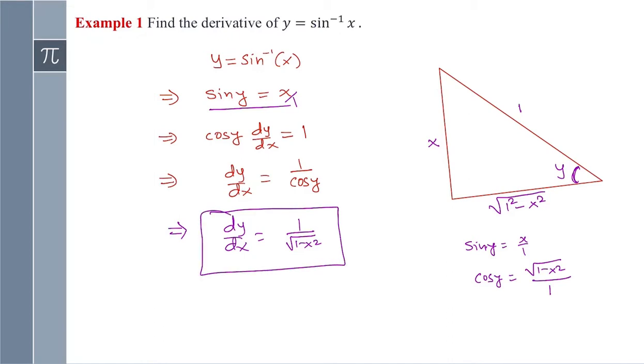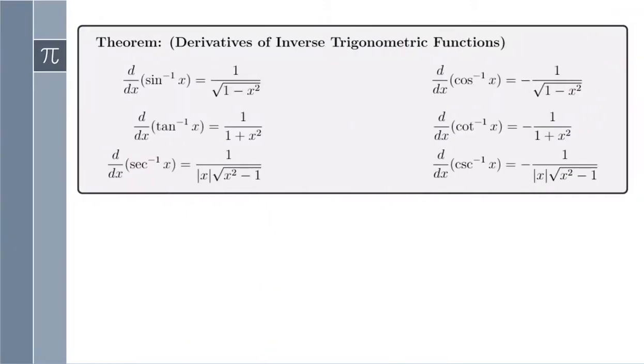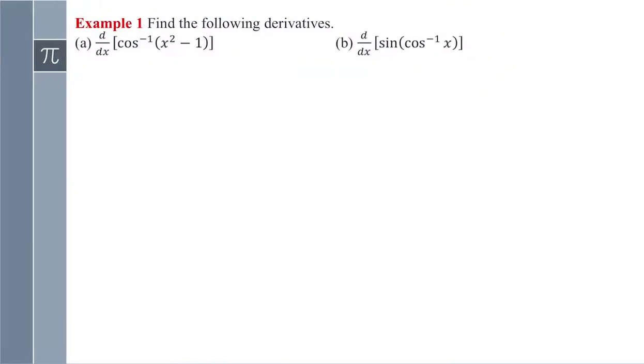Now, similarly, we can find the derivatives of the rest of the inverse trig functions. I've listed all of them here. The derivative of the sine inverse function is this one. The derivative of the tangent inverse function is 1 over 1 plus x squared. The derivative of the secant inverse function is right here, followed by the derivatives of the cosine inverse, cotangent inverse, and cosecant inverse functions. Next, we are going to use all of these formulas and do some examples.